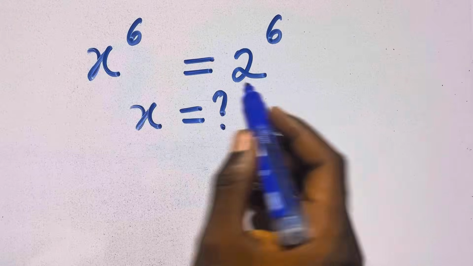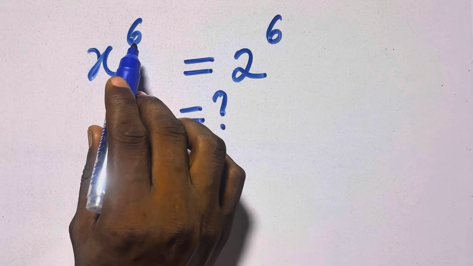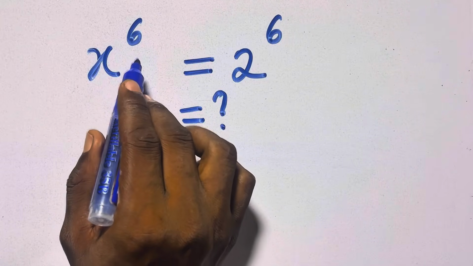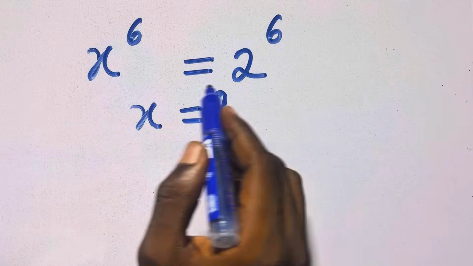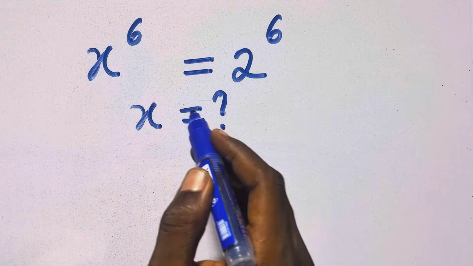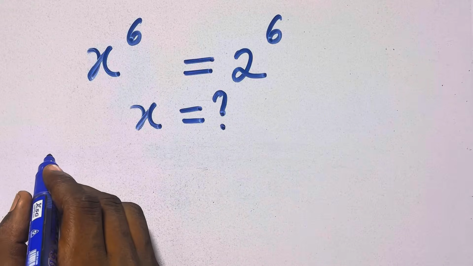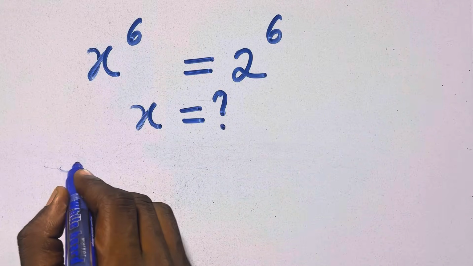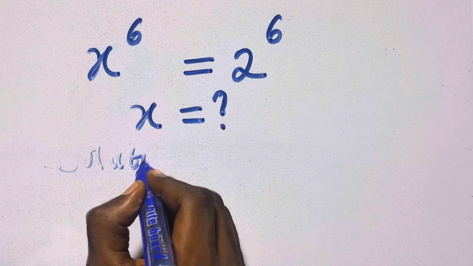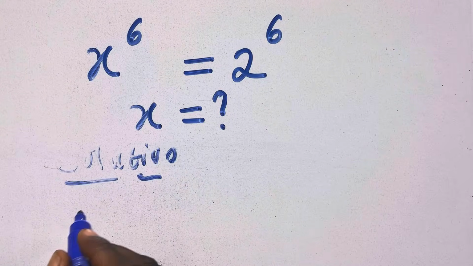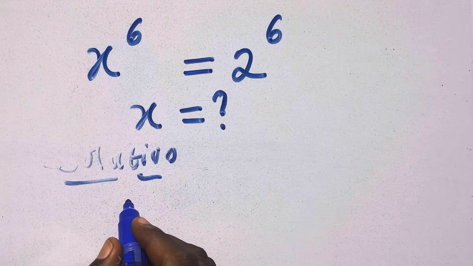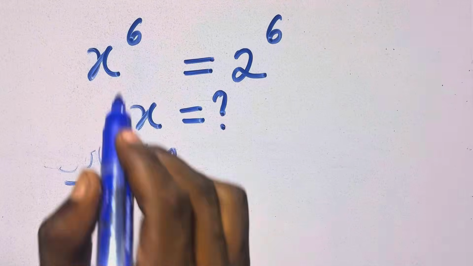Since this is x raised to the power 6, we are going to get 6 solutions for this particular equation. So getting x equals 2 only is just like getting 1/6 of the solutions you're supposed to get. However, let's solve this and obtain our solutions, right? So what we have here is 6.